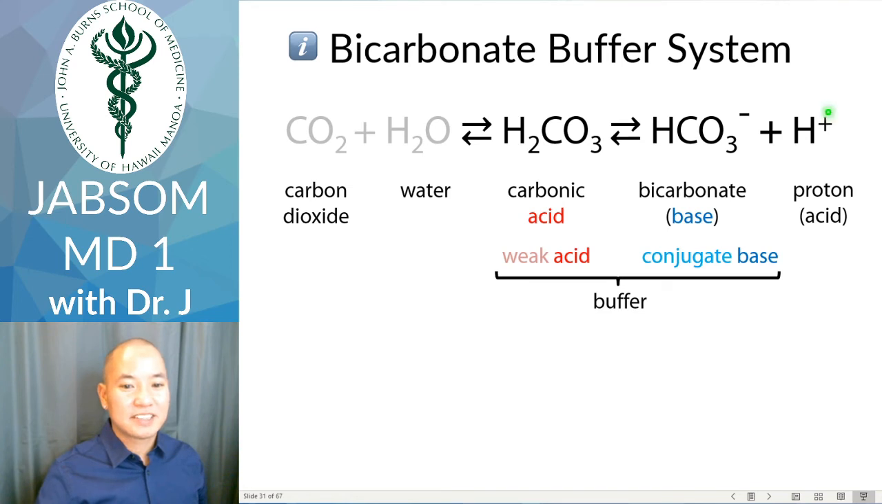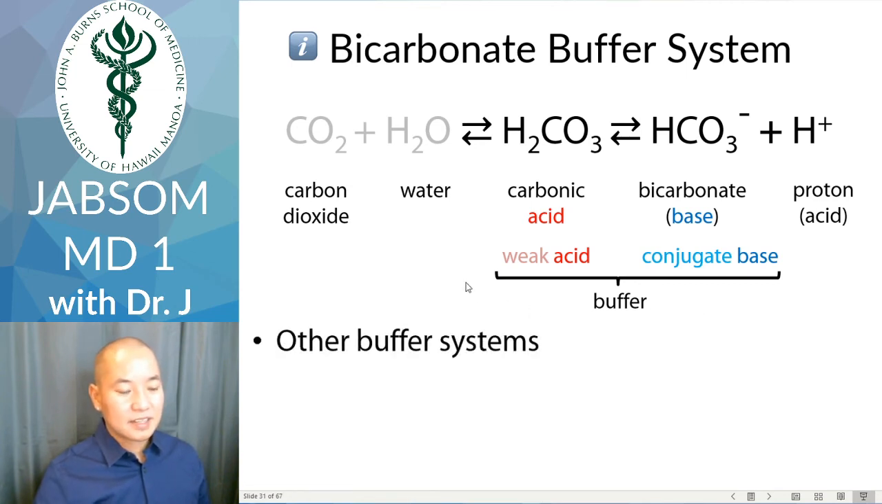Why? Because if there's excess acid, the bicarbonate, the conjugate base, can react with that and neutralize it. And if it has too high of a pH and is very alkaline, the acid can donate a proton to bring the pH back lower to where it's supposed to be, to an equilibrium. Now there are other buffer systems. This bicarbonate buffer system is the major buffer system in your body.